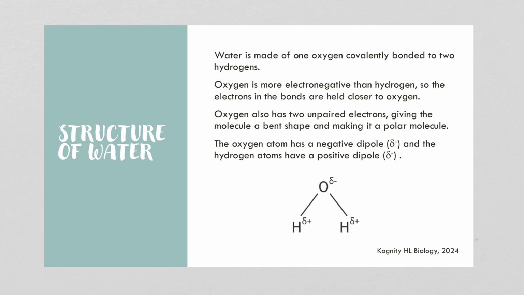So if you remember from the Lewis structure, we don't have the lone pairs of electrons showing here, but they would be right there. And the oxygen then will have what is called a negative dipole, which is this symbol right here, and the hydrogen atoms have a positive dipole. So that makes it a polar molecule because one side of the molecule is partially positive and one side of the molecule is partially negative. And that will have huge implications on the properties of water.